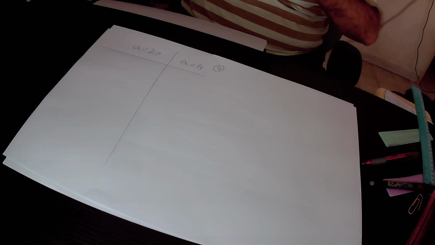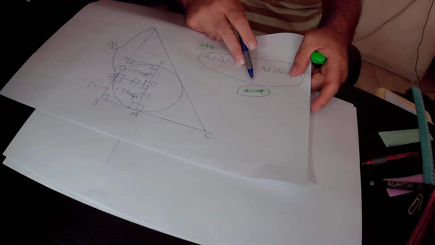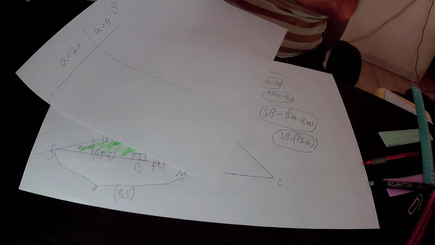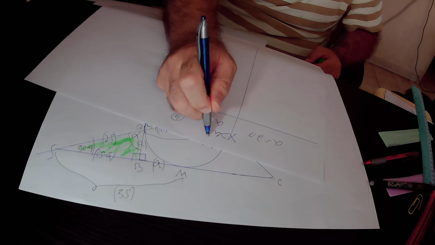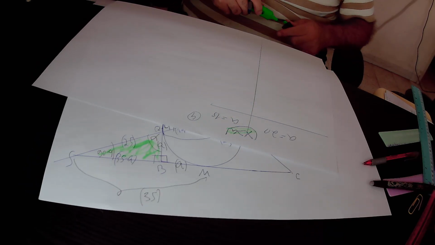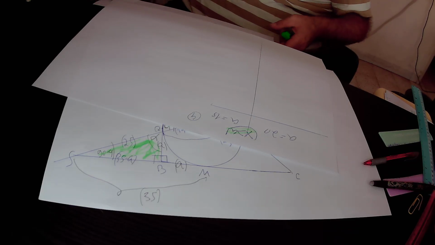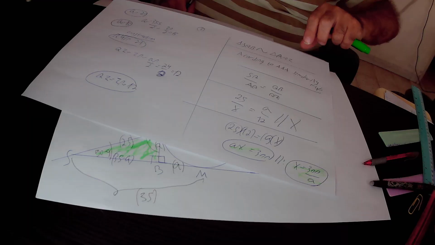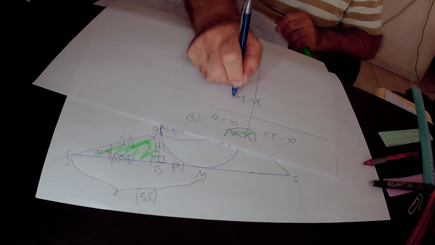We just found that X is greater than A. And we have already found out that X equals 300 over A.